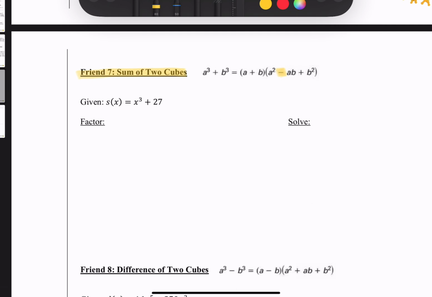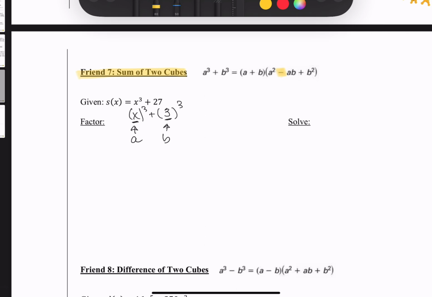So let's look at our function s of x. This in fact is a sum of two cubes because I can write x cubed as x to the third power. In other words, the cube root of x cubed is just x. That is going to be my a. And then I can also write 27 as something cubed. That's right, it's 3. And so that 3 right there is the base that is being cubed, or the cube root of 27. And that is going to be my b.